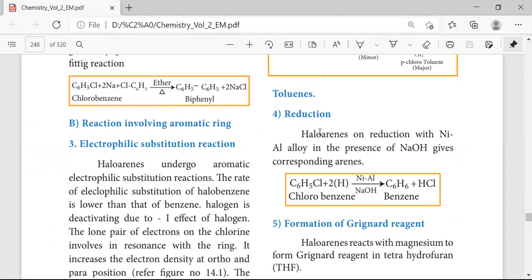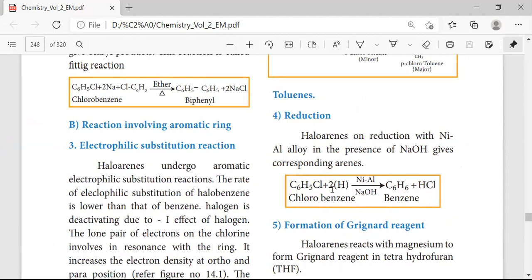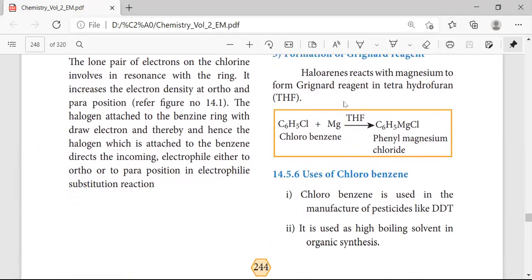Here in toluene, the reduction, it is a reduction reaction. First, the haloarenes reacts with hydrogen. It is a reduction reaction, no? Which means it takes place in the presence of nickel aluminum alloy. So alloy means it is a mixture of two or more metal. With NaOH, it leads to form benzene with the elimination of HCl. Now with Grignard reagent, it forms phenyl magnesium chloride, the presence of tetrahydrofuran.